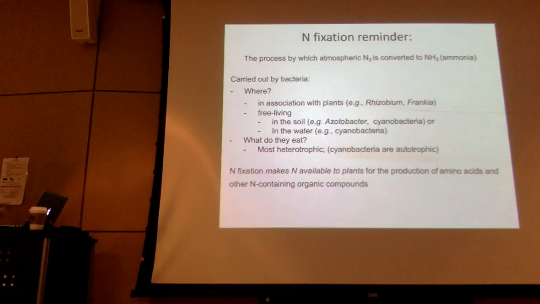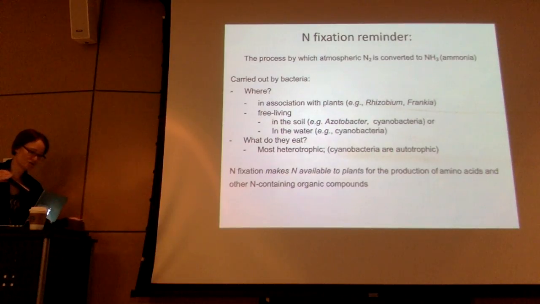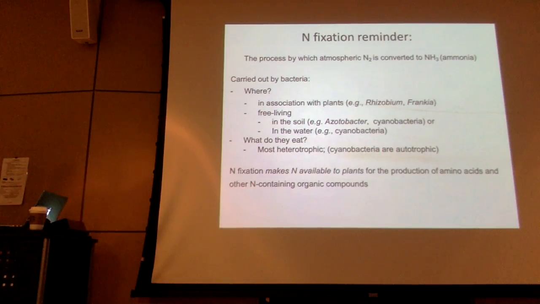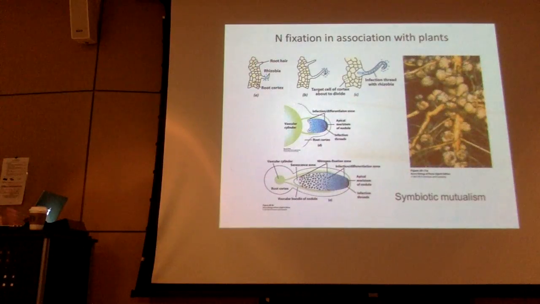Remember that nitrogen fixation is the process by which this atmospheric nitrogen, the N2, is converted to ammonia. It's carried out by bacteria. That bacteria can be free living in the soil, or it can be in association with plants. The bacteria can also be photosynthetic, or it can be heterotrophic. And that nitrogen fixation makes nitrogen available to plants for the production of amino acids and other things that contain nitrogen. Remember this image, we've got our nitrogen fixation in association with plants.